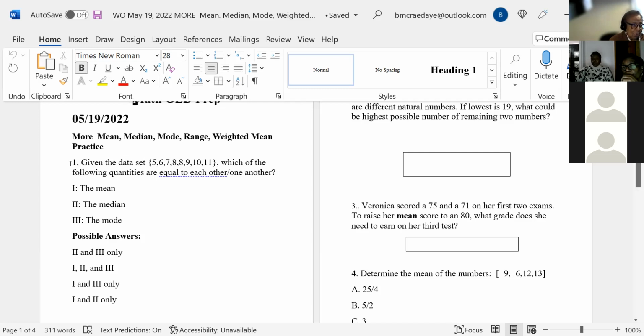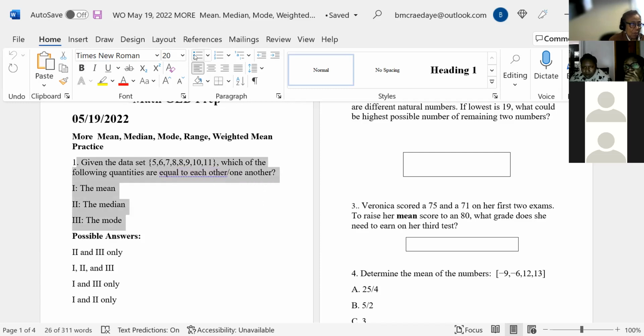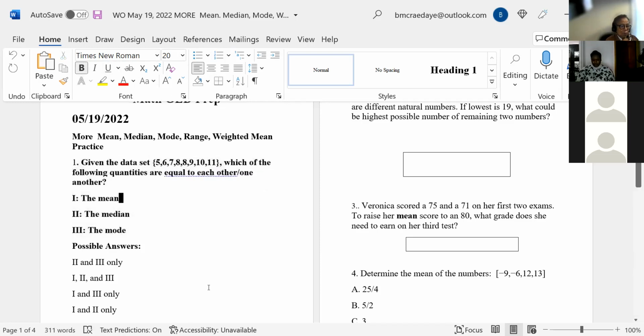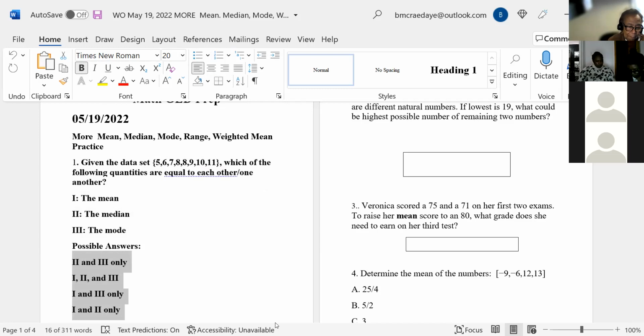Can you see this? Speaking to me, Miss Barbara? I'm speaking to everybody. Can you see this? Yes, I can see. Okay. So calculate the mean, calculate the median, calculate the mode. There's your numbers: 5, 6, 7, 8, 8, 9, 10, 11.